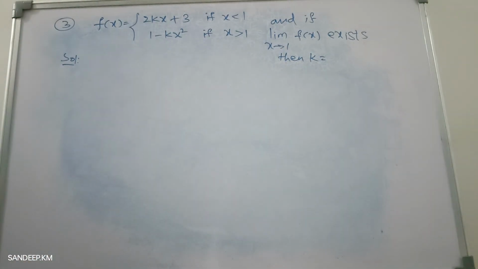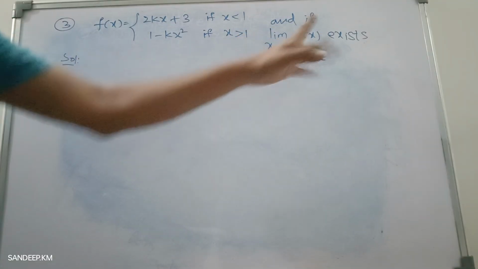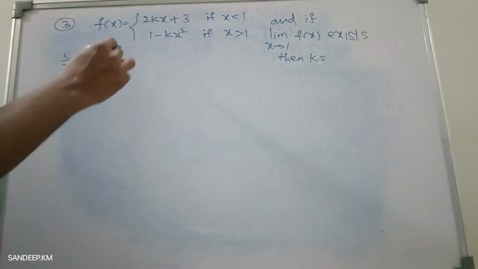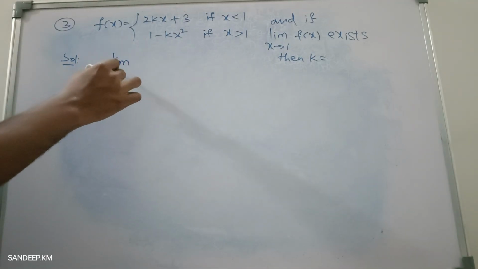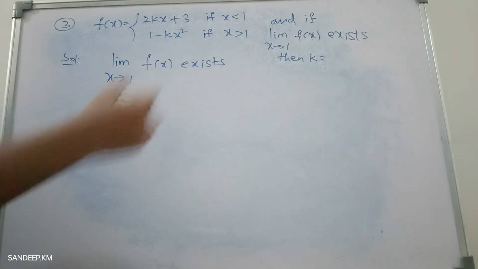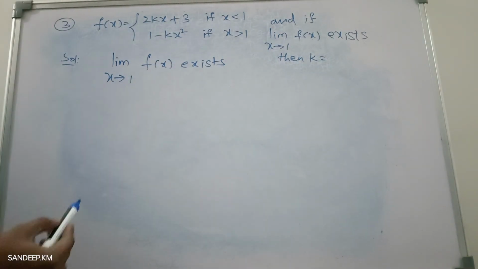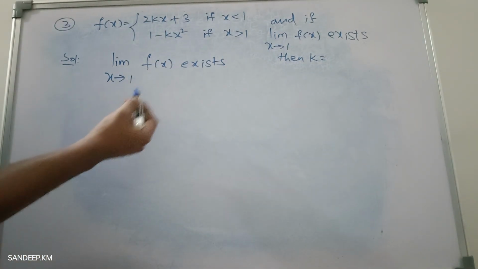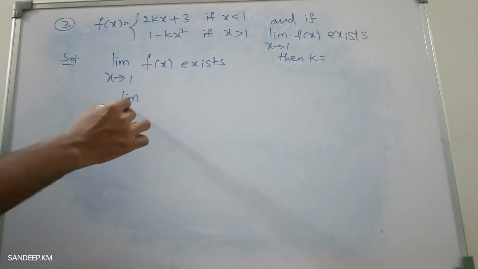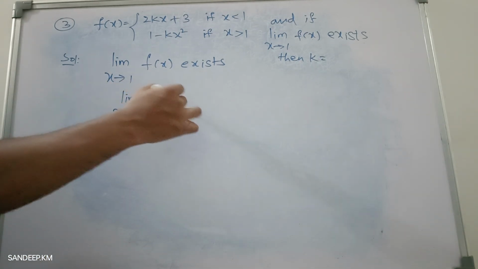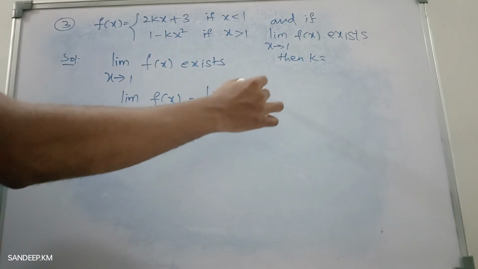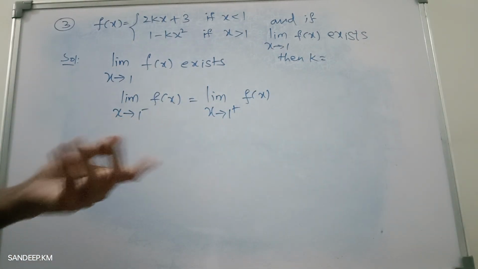Application of the concept. When a limit exists, the left hand limit is equal to the right hand limit, correct or not? So it is observed that limit x approaches 1, f of x exists. So since the limit exists when x is approaching 1, it means that the left hand limit is equal to the right hand limit. Therefore, dear students, limit x approaches 1 minus f of x is equal to limit x approaches 1 plus f of x. The left hand limit is equal to the right hand limit.